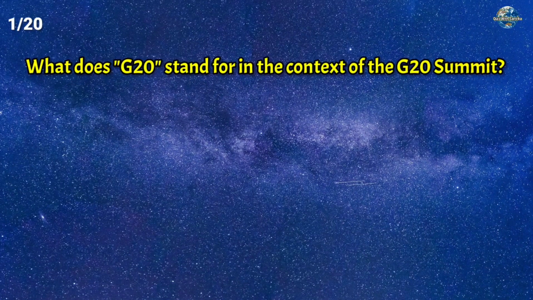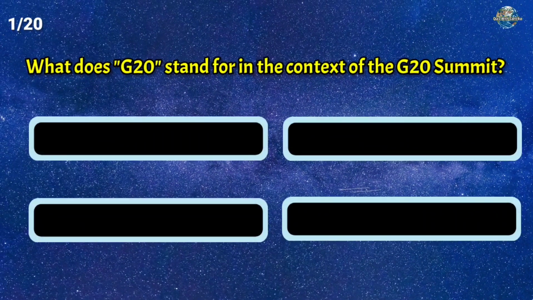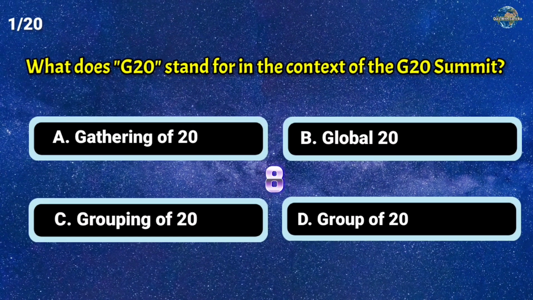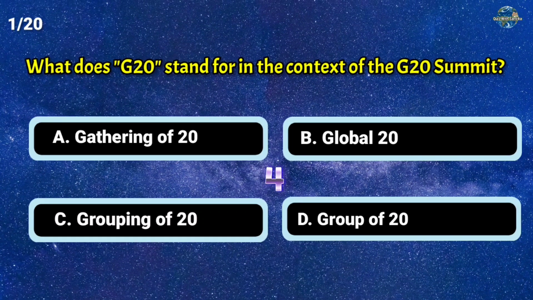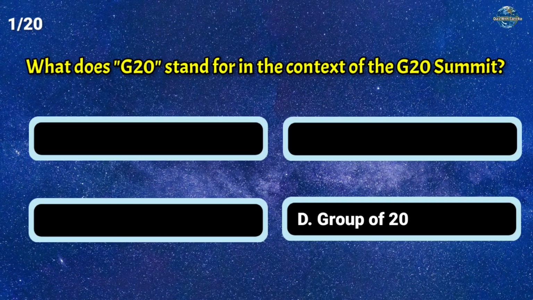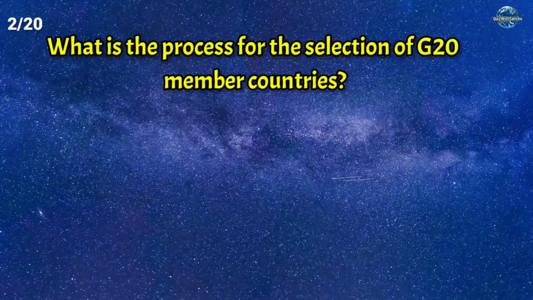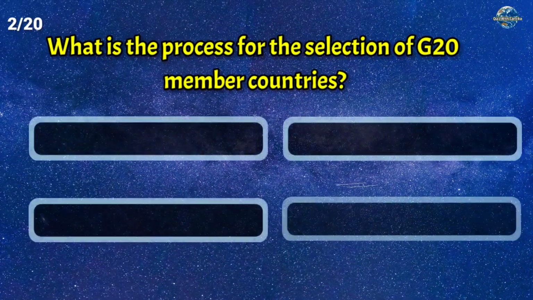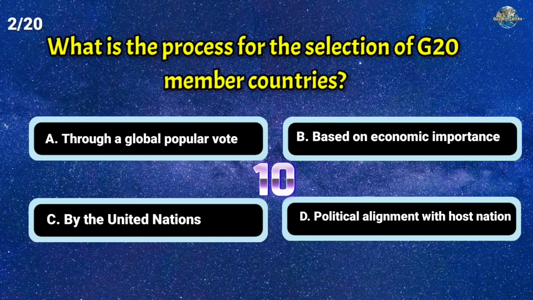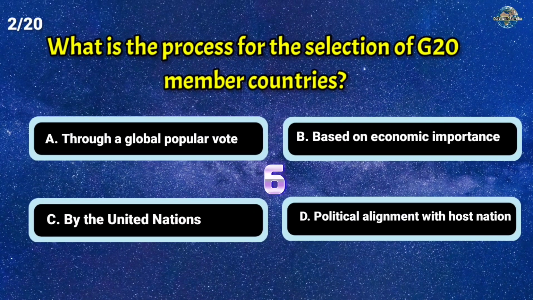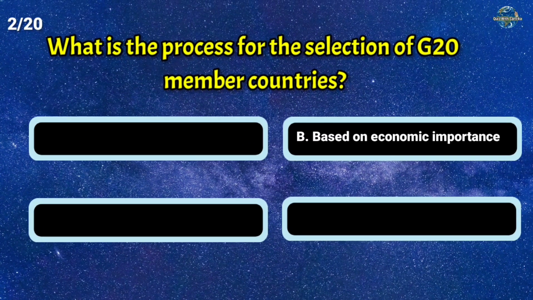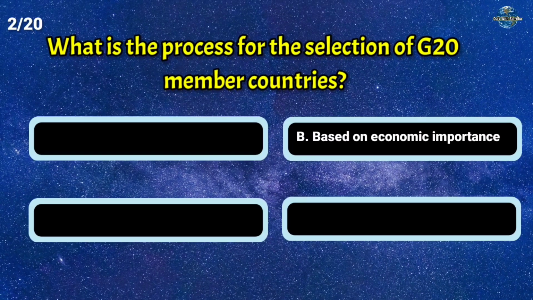What does G20 stand for in the context of the G20 Summit? Option B, Group of 20. What is the process for the selection of G20 member countries? Answer is B, based on economic importance.